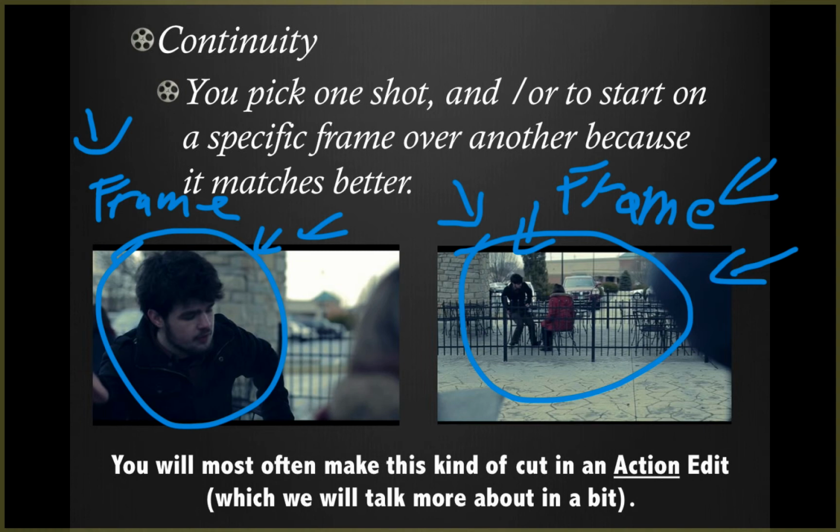And if in one take the continuity is better than the other take, you have to ask yourself, what is more important here? The performance or the movement, or the fact that everything matches? So continuity will be another factor in making your choices on where to cut.